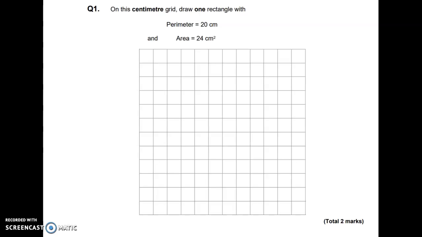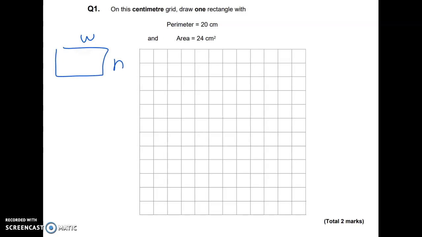Right, okay then, so on the centimetre grid, draw one rectangle that's got a perimeter of 20 centimetres and an area of 24. So I'm going to think about that first, the area of 24. So what we need is two numbers, so area is height times width. So we need two numbers that we times together to give us 24.